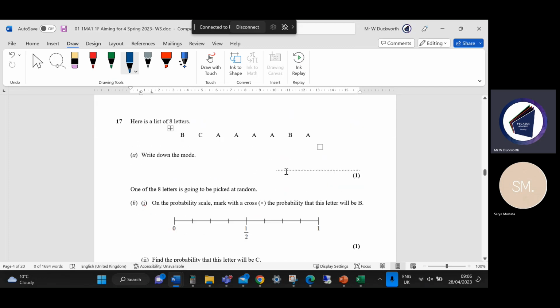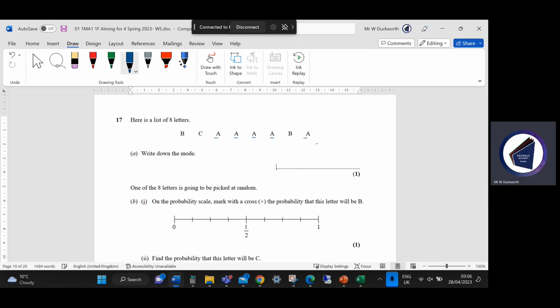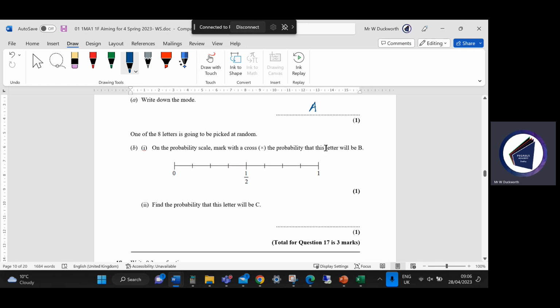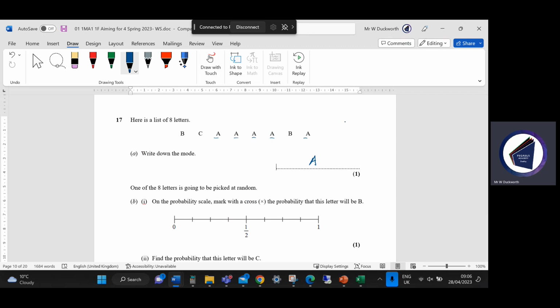Right, question 17. Here is a list of 8 letters. Write down the mode. So mode means most. Which one happens the most? So A happens the most. So the mode is A. For part B, on the probability scale, mark the probability that this letter will be B. So we've got 2 B's. So the probability of B is going to be equal to 2 out of 8, which is the same as 1 out of 4. So 1 out of 4 would be a quarter. So we're going to go there.